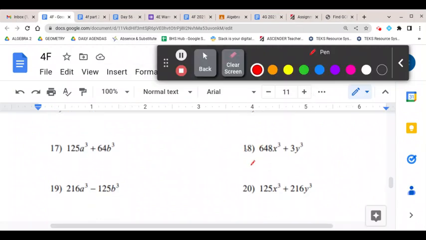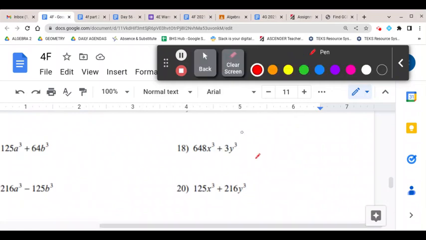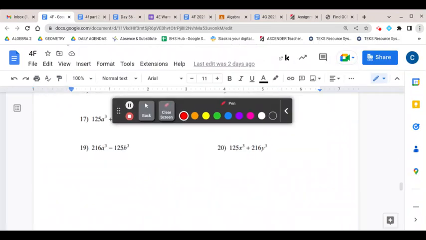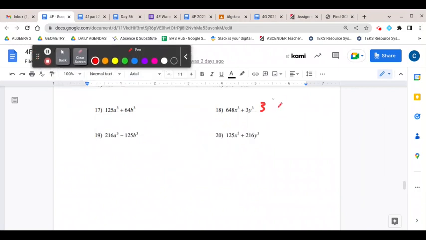So coming back to this thing here, we have the 648x cubed plus 3y cubed. So first thing we'll do is factor out a 3. Zoom out just a little bit. So we factor out a 3 here, and we're left with 216x cubed plus 1y cubed.